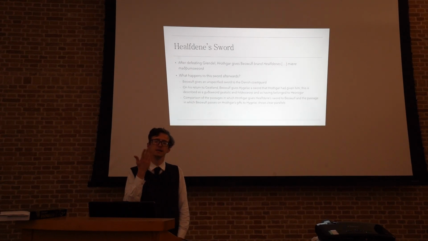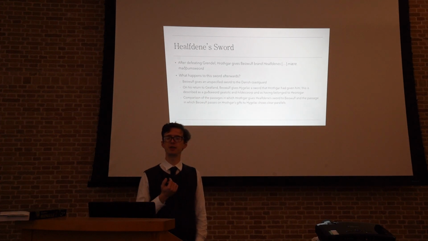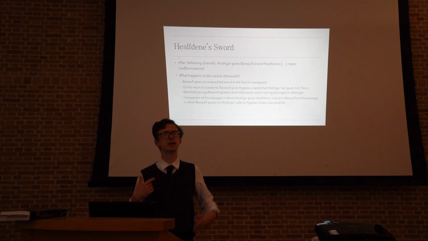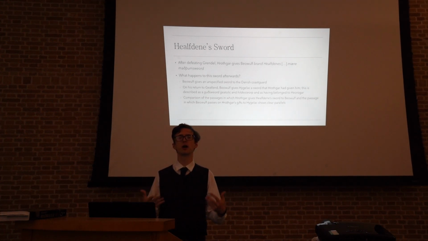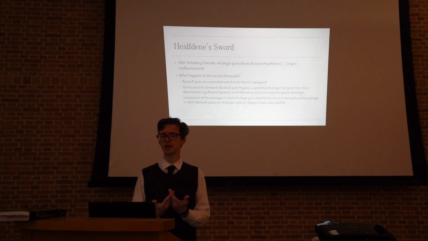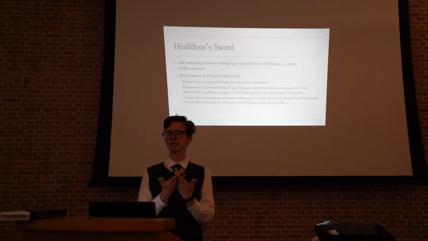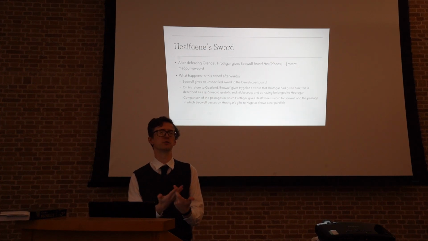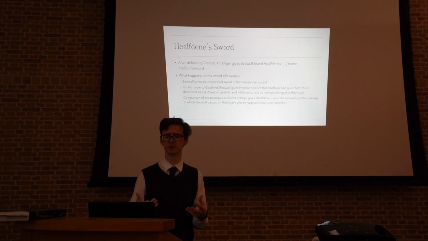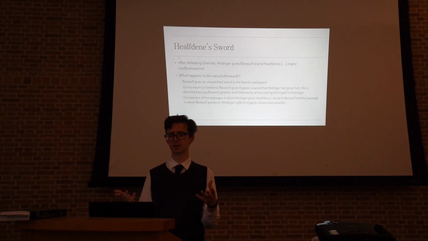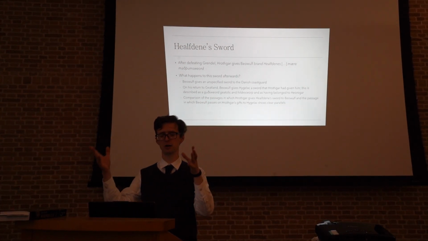So Beowulf has defeated the monster Grendel. He comes back victorious to Heorot. Hrothgar gives him great gifts, and amongst them, Brand Halfdanus Mara Madrumsweld, the brand of Halfdan, the famous treasure sword. Now what happens to that sword afterwards? It goes from Hrothgar to Beowulf.